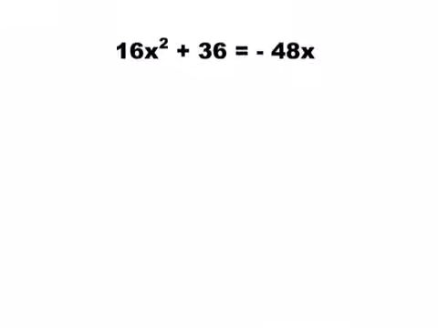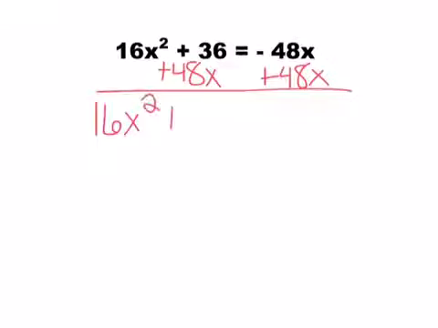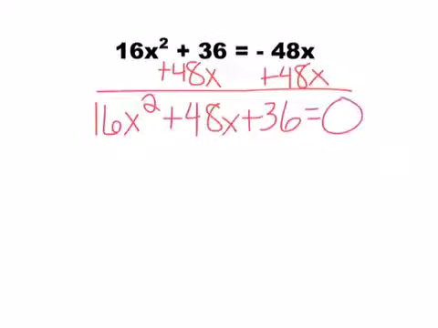So let's look at a little harder one. Again, when I first look at this one, I should notice that it's not equal to 0. So my very first step is going to be to add 48x to both sides. So my actual equation is 16x squared plus 48x plus 36 equals 0, okay?